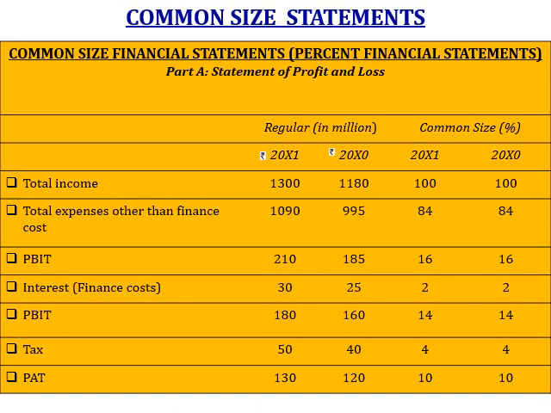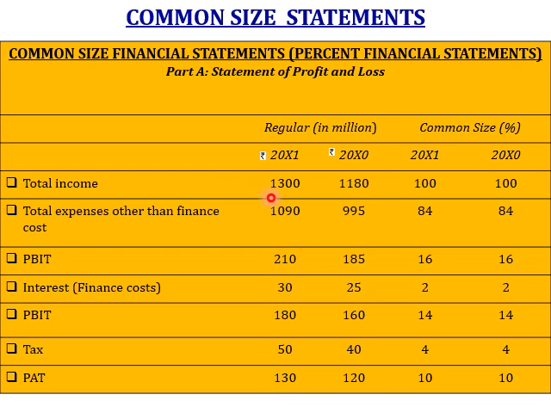Now we look at common size statements, also referred to as percent financial statements. The common size statement of profit and loss is shown in this table. Here we have the absolute statement. If you look at 20x1, you find total income is 1300 million, total expenses other than finance cost is 1090 million, so on and so forth.